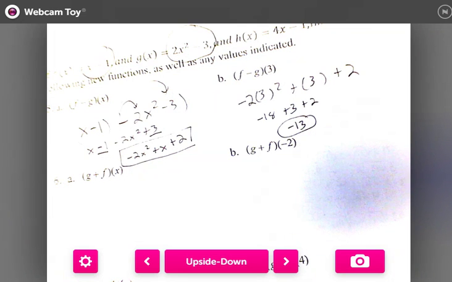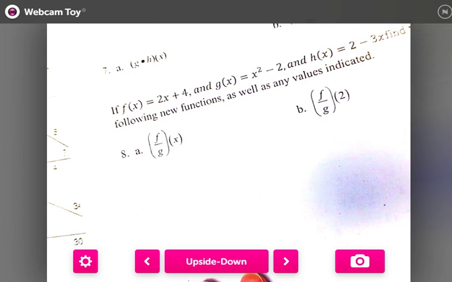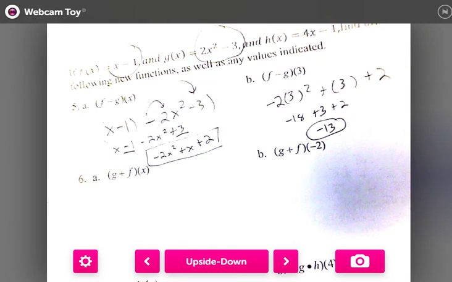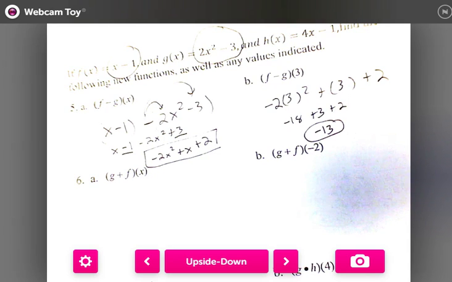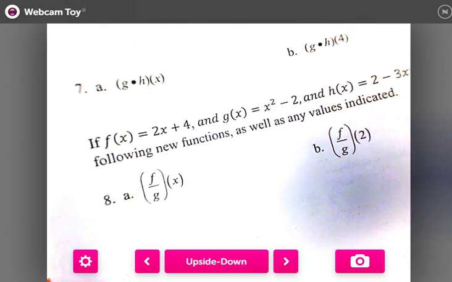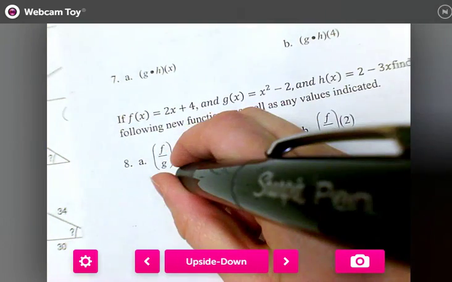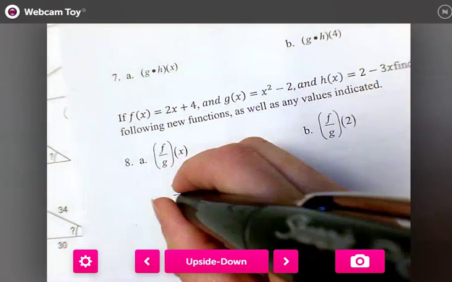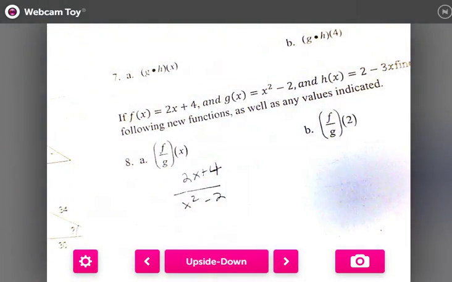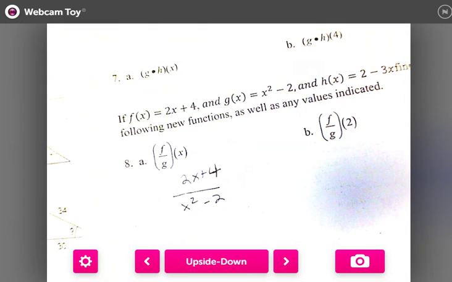All right, do you want to do 8? It's almost the same thing except it's division. Or should we move on? Yeah, you do? I want to do 8. Okay. All right, let's look at 8. Okay, we're going to do division. f of x is 2x plus 4, and then g of x is x squared minus 2. So when I look at this, is there anything I can pull out of these? I can pull a 2 out of the top, but that's not going to help me eliminate anything. So that's as far as I can go.